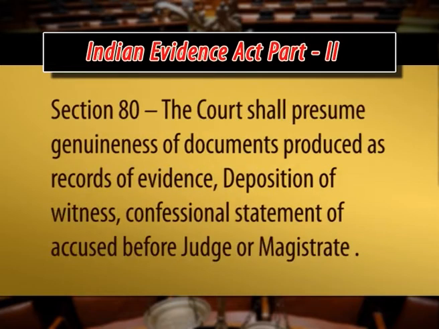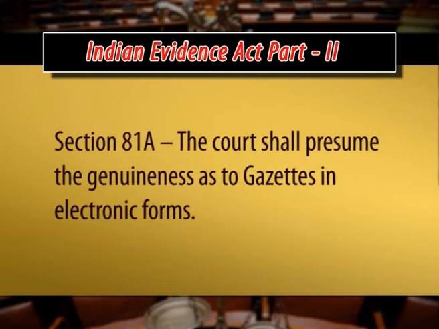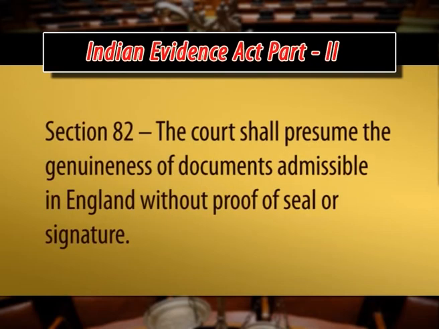Section 80, the court shall presume genuineness of documents produced as records of evidence, deposition of witness, confessional statement of accused before a judge or magistrate. Section 81, the court shall presume the genuineness of the gazettes, newspapers, private acts of parliament and other documents, etc. Section 81A, the court shall presume the genuineness of gazettes in electronic forms. Section 82, the court shall presume the genuineness of documents admissible in England without proof of seal or signature.